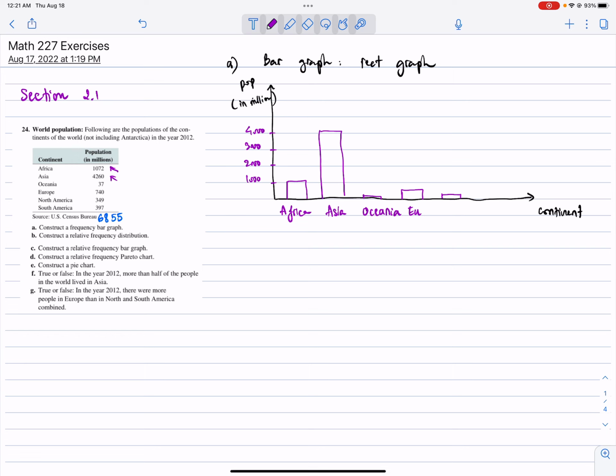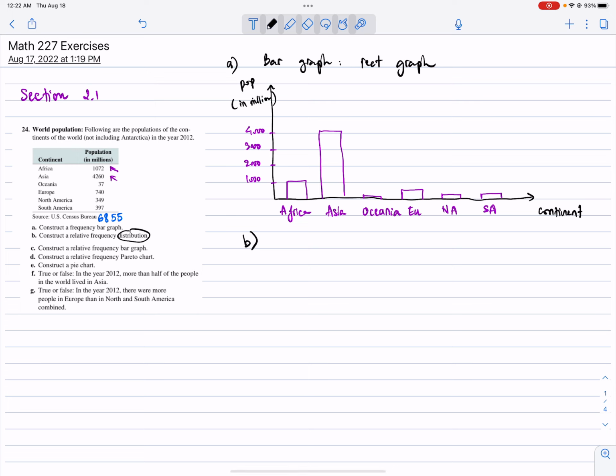And then South America is 397. It's a little bit more than North America. So this is North America, and this is South America. So this graph is very simple, and we are done. In part B, we want to construct a relative frequency distribution.